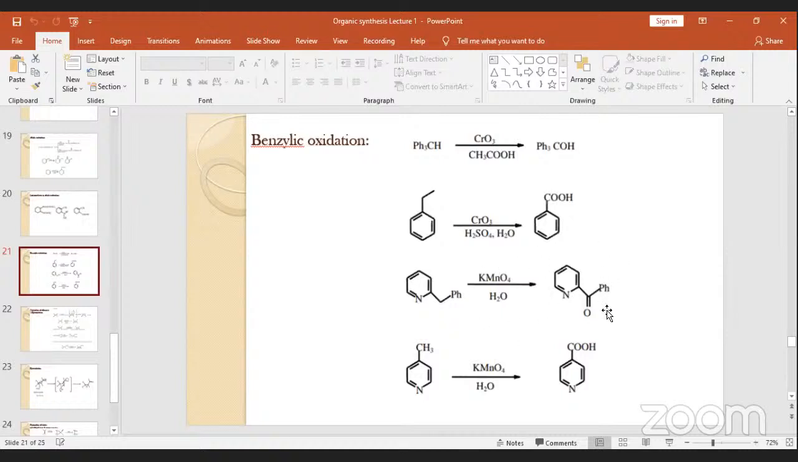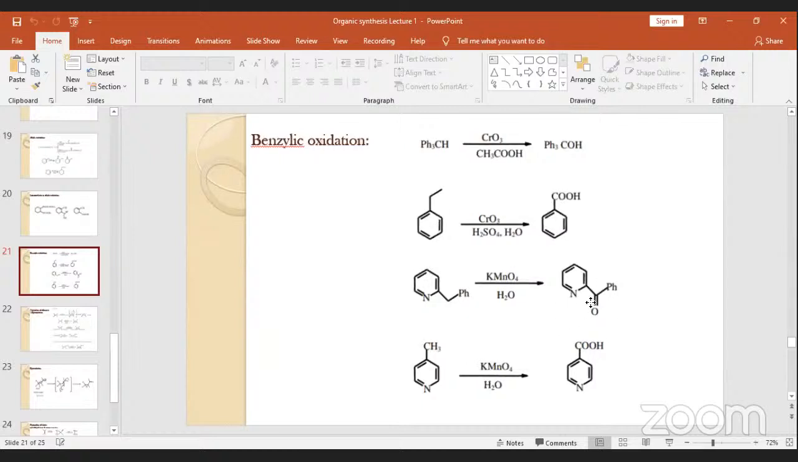So KMnO4, if you use the corresponding benzyl substituted pyridine, you can get benzoyl substituted pyridine. You know, this is also a very important reaction. Why? Because the pyridine ring is an electron deficient ring. You cannot directly do Friedel-Crafts acylation reactions. So, for example, you cannot treat it with benzoyl chloride and aluminum chloride and do the reaction to get this 2-benzoyl pyridine. It's not at all possible. So that is the reason why we take the corresponding benzyl pyridine and oxidize it.